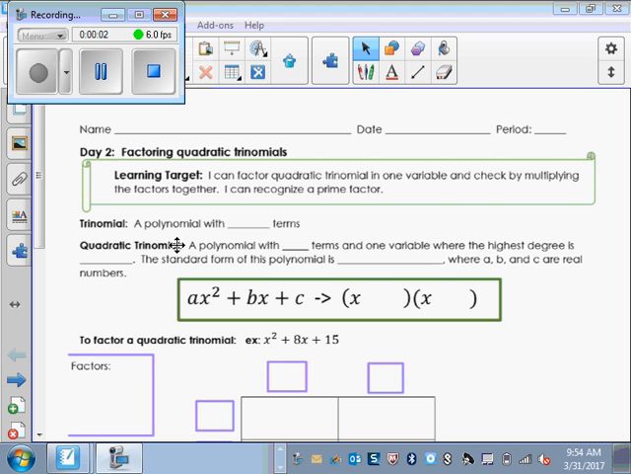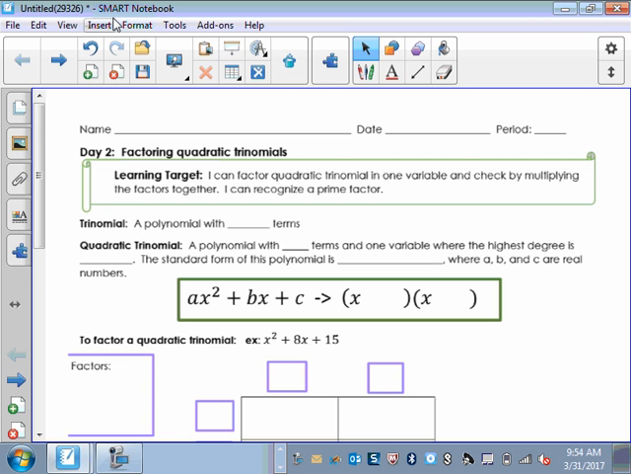Alright guys, today we're going to learn how to factor trinomials, and it's very important that you understand that you need to check your work afterwards by using the FOIL or the box method, which you learned in the previous unit, and just some of the vocabulary words that are on here.